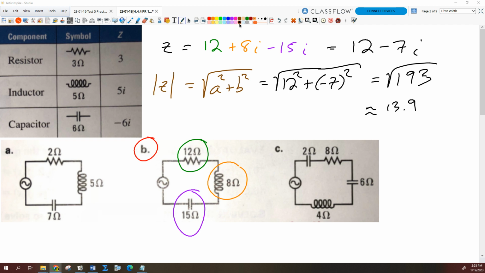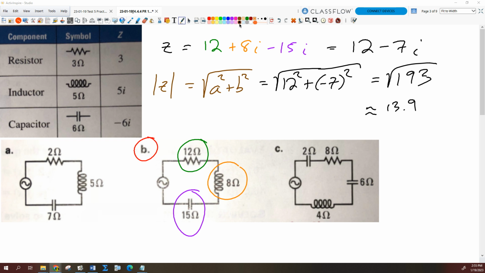Somebody look it up real quick. If somebody's got a calculator, what's the square root of 193? 13.89. So it's close. It gives us a decimal approximation of what the resistance would be in ohms of that circuit.